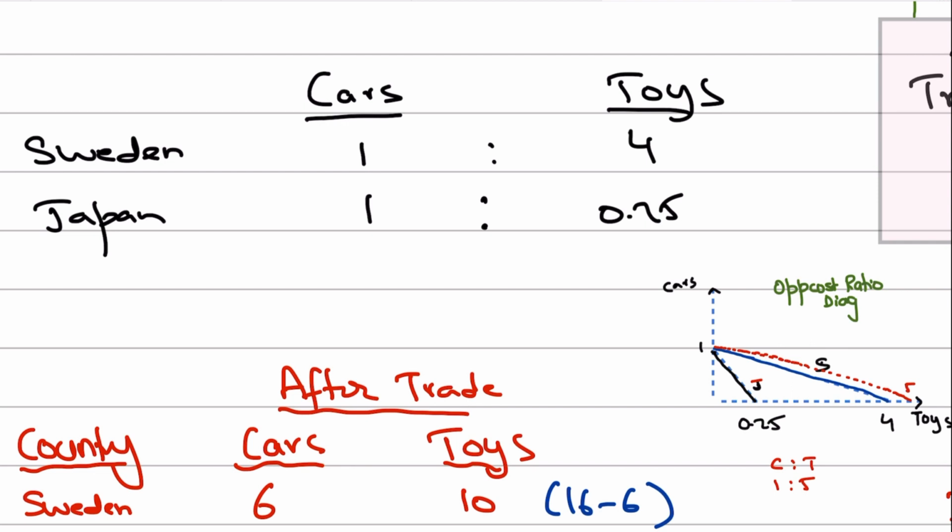I mean, what's the point of importing one car and sacrificing 5 toys, exporting 5 toys and reducing the consumption by 5 toys, when Sweden could itself have made one car and sacrificed 4 toys? So definitely this doesn't make sense. It's not mathematically beneficial for Sweden anymore. Sweden is not benefiting from this sort of ratio, because instead of just making the car itself by sacrificing 4 toys, it's importing one car but sacrificing 5 toys. So Sweden is worse off in this case, right?